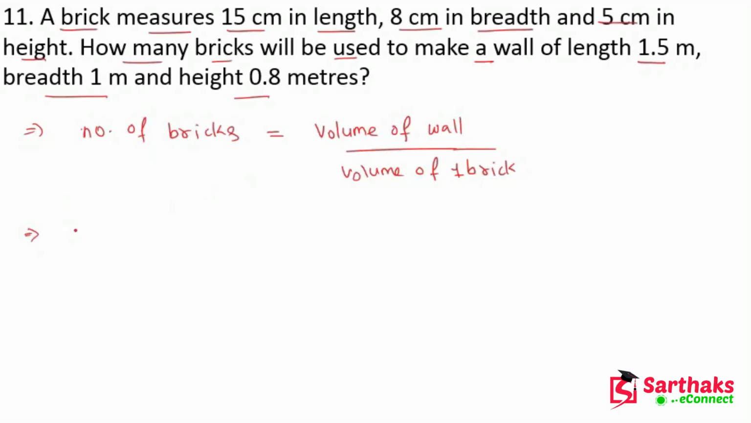So volume of wall will be, you can see the length of wall is 1.5 meter, breadth of wall is 1 meter and height of wall is 0.8. So now it is length into breadth into height. So this is equals to 1.5 into 1 into 0.8. So this is equals to 1.2 meter cube. Okay, now we have to find the volume of one brick.